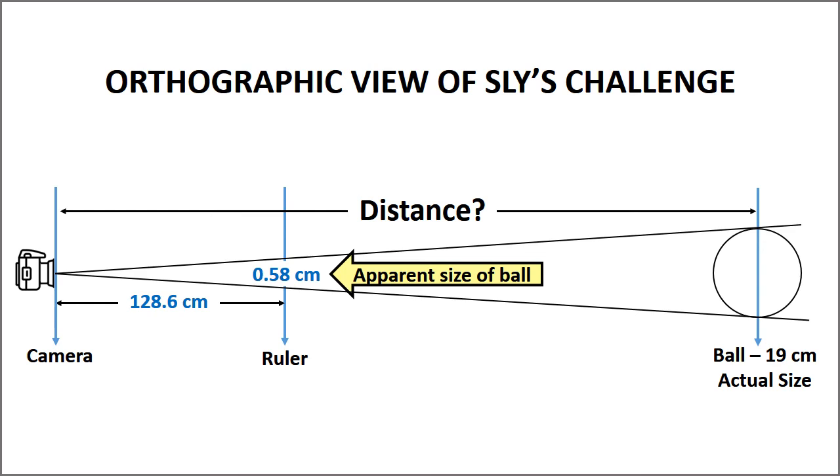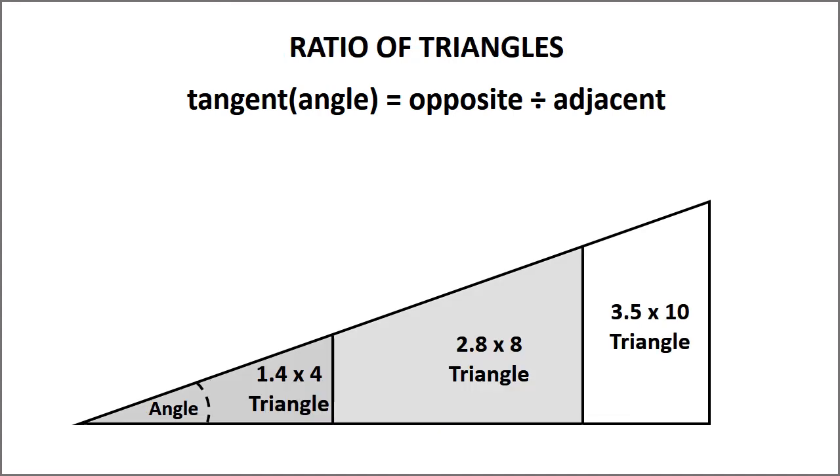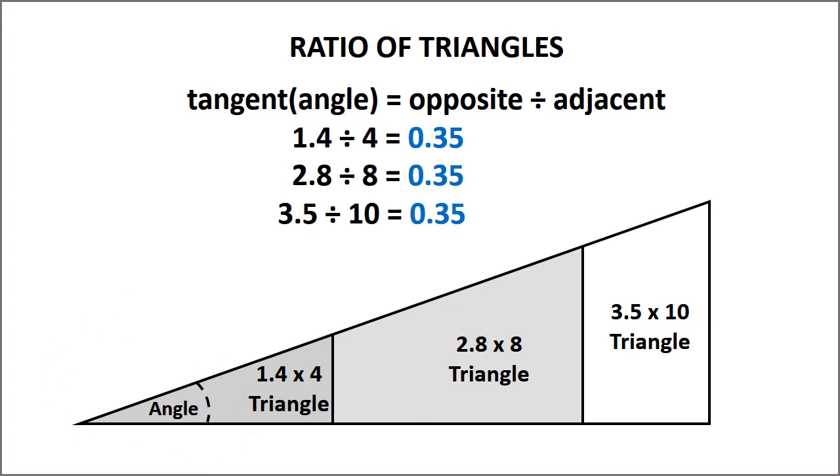So now I have all the information I need to make a calculation, but how am I going to calculate this? I'm going to use the trigonometric formula. The tangent of the angle is equal to the opposite side divided by the adjacent side. I'm also going to use the concept called the ratio of triangles. So it's very easy to see that these three triangles have the same ratio because they share the same angle here. And of course, when I do the calculation for the tangent, it is the exact same answer, 0.35.